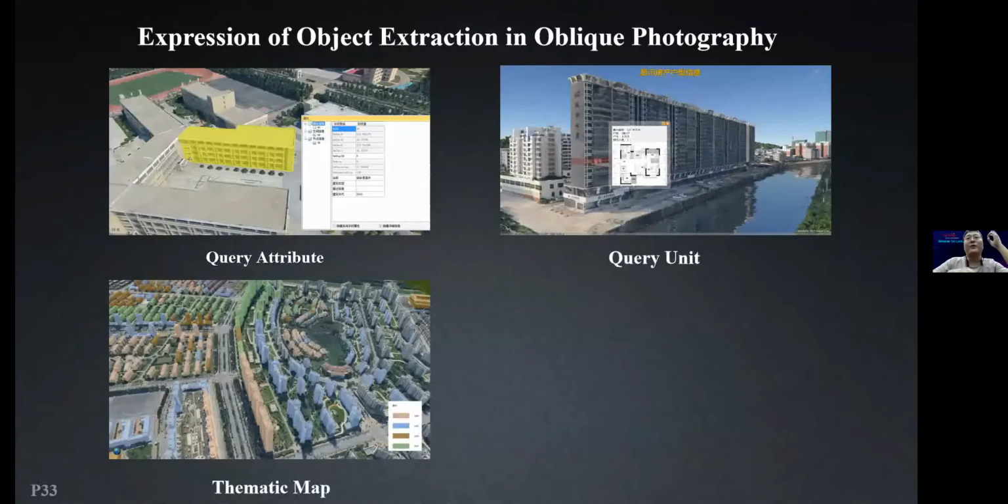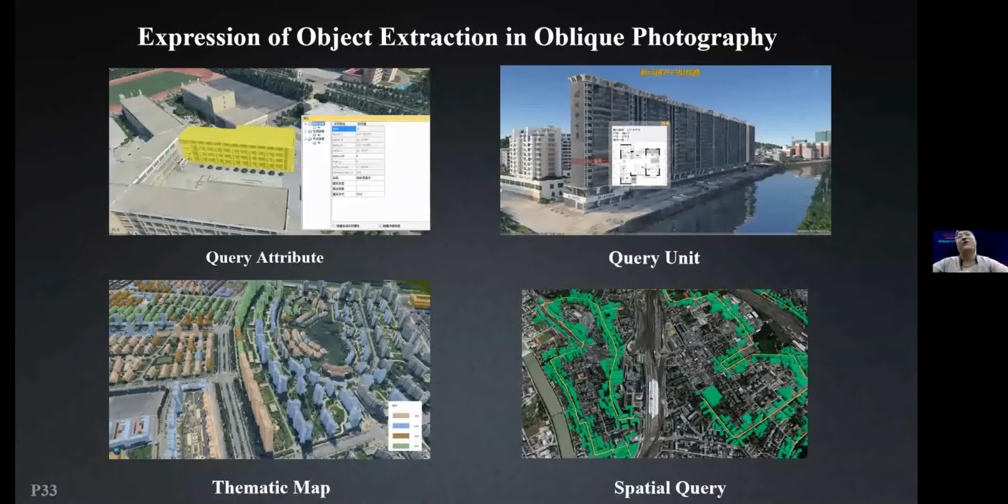Besides only querying a building, we can achieve more functions based on the oblique photography data, such as querying the attributes, such as querying units.